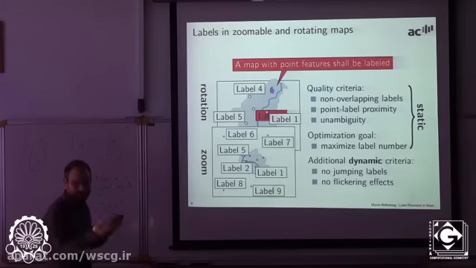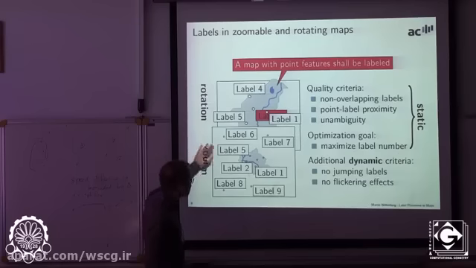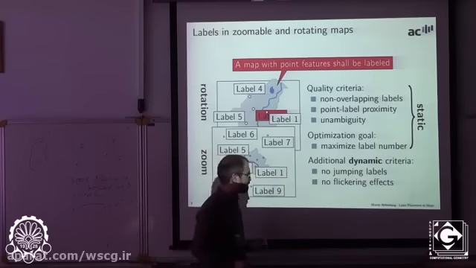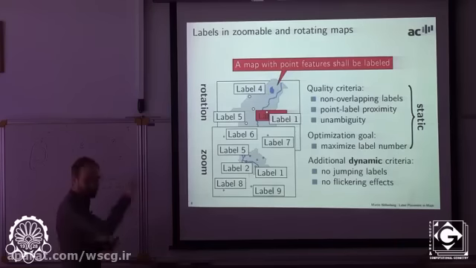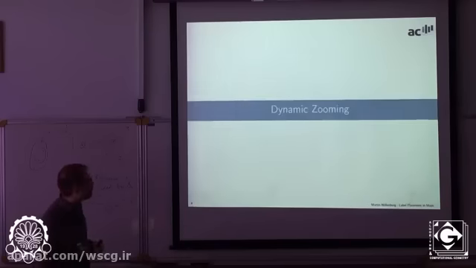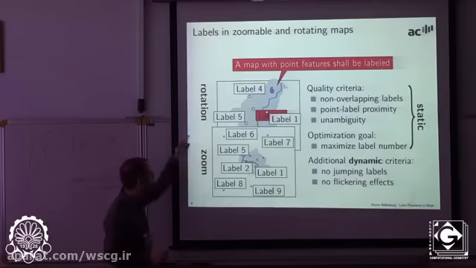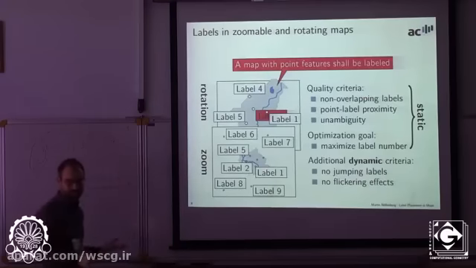We need to define when to show a label and when not to show a label. So when you do rotation and zoom, we have additional dynamic criteria. For example, we don't want the label to jump, and we don't want to show a label, not show a label, show a label, not show a label during a short period of movement. So that's the criteria, and we will look at exactly these two problems now. What happens if you have a map where you can zoom, and what happens if you have a map where you can rotate.